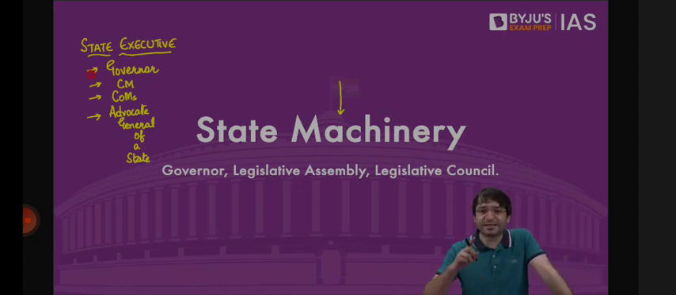In order to be appointed as the attorney general for India, what is the qualification? This person should be qualified to become the judge of the Supreme Court. He should not be the judge of the Supreme Court because that would violate separation of powers. But he should be qualified to become the judge of the Supreme Court.